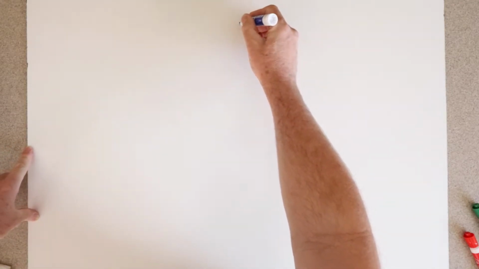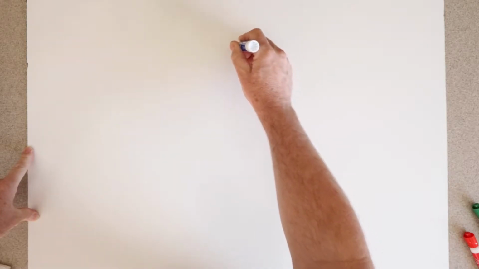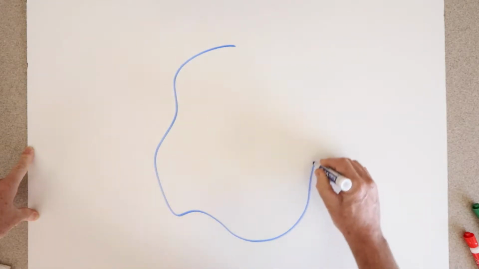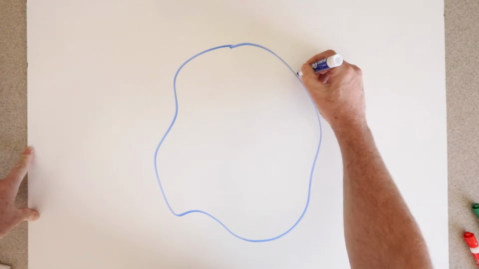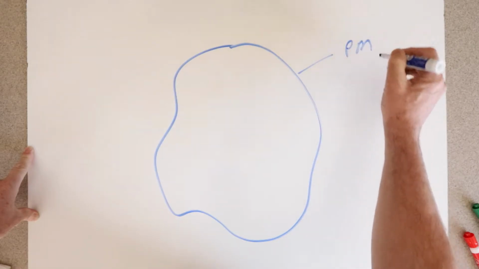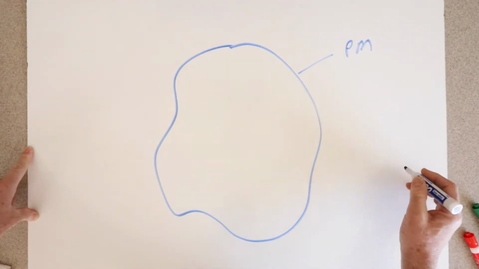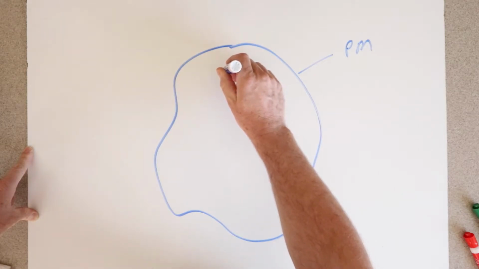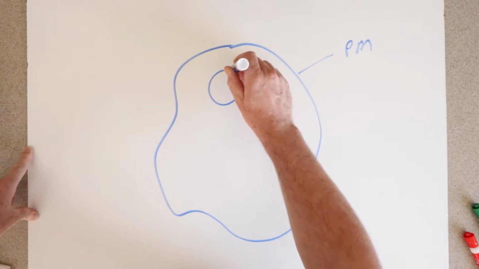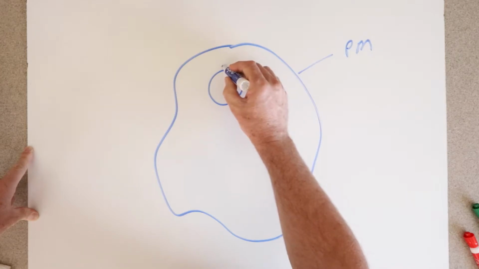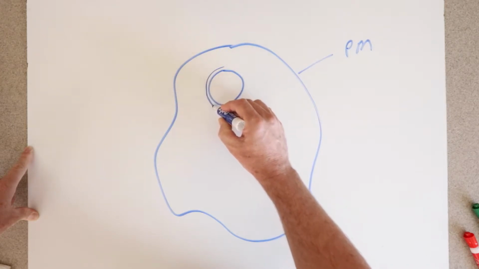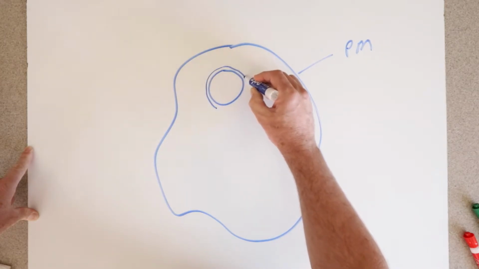So an animal cell, of course, just like all cells, has a plasma membrane. I'm just going to label that as PM, plasma membrane. Animal cells are eukaryotic cells and they have a nucleus. The nucleus has a double membrane, so I'm going to draw the two membranes surrounding the nucleus.